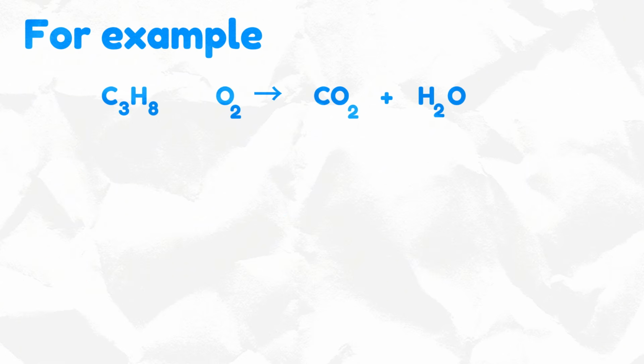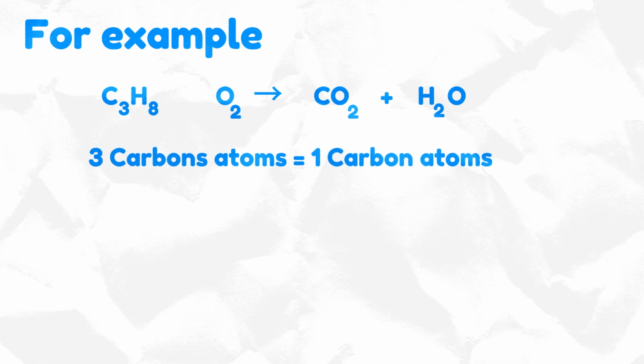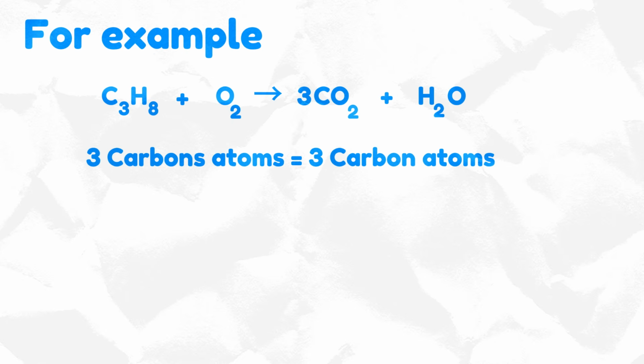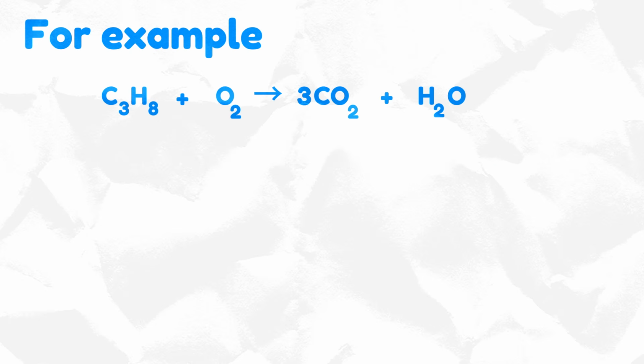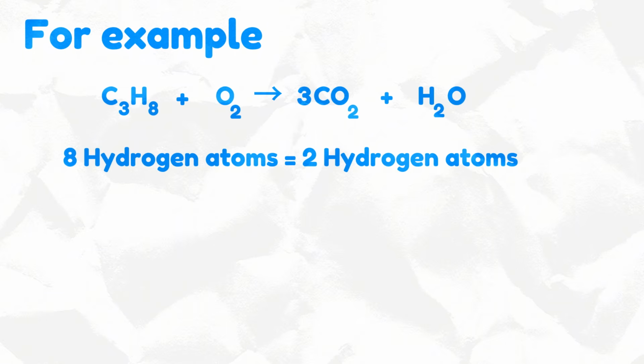Let's take this equation as an example to see how effective the Chomp Rule is. In this reaction, we see carbon has 3 atoms on the left side and 1 on the right side. So add a coefficient of 3 to carbon dioxide to balance the carbon atoms. Now let's balance the hydrogen atoms. We see 8 atoms on the left side and 2 atoms on the right side. If we add a coefficient of 4 to water, now hydrogen atoms are balanced.